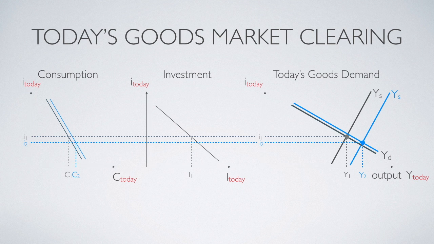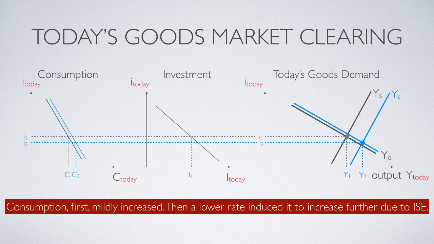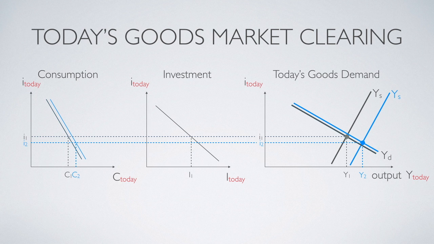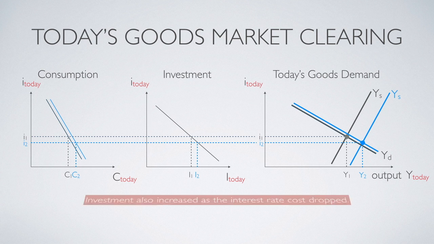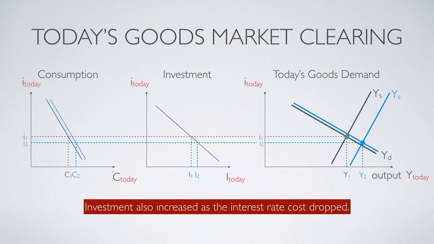And the change of consumption from C1 to C2, this increase comes from two effects. First, consumption mildly increased because of the gentle wealth effect. And then because the interest rate today is going to drop, which will induce higher consumption further because of the intertemporal substitution effect. Other than the demand from the consumption side, demand from investment is also higher when the interest rate drops, because investment will increase as the interest cost dropped.